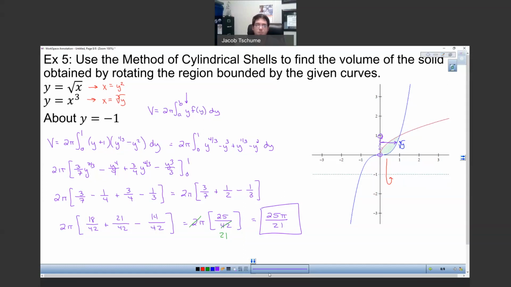In the next video, we will be doing something a little bit different, so no more volume. We will move into the idea of an average value function, which has something to do with the mean value theorem that you did in Calculus 1.